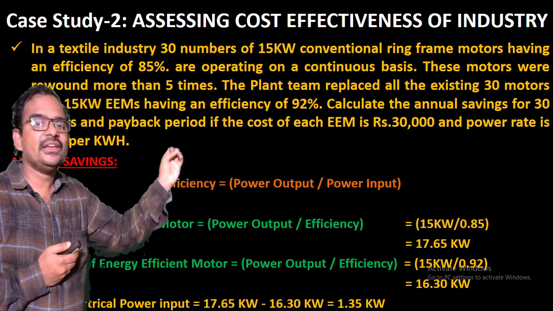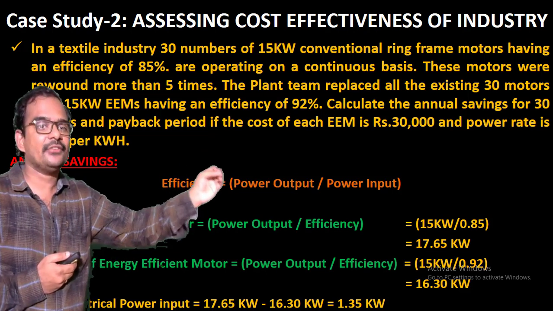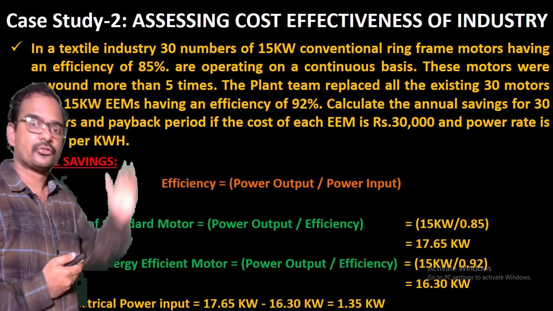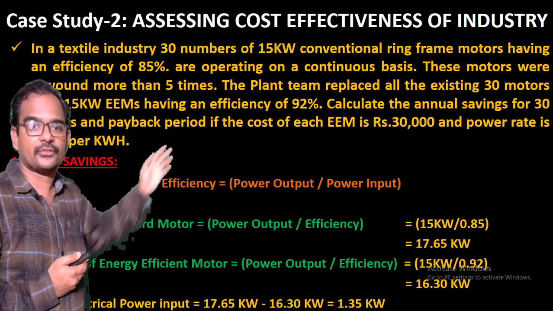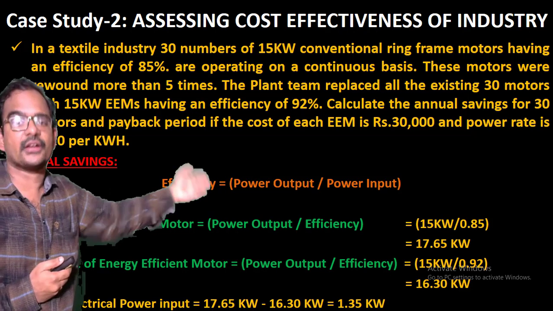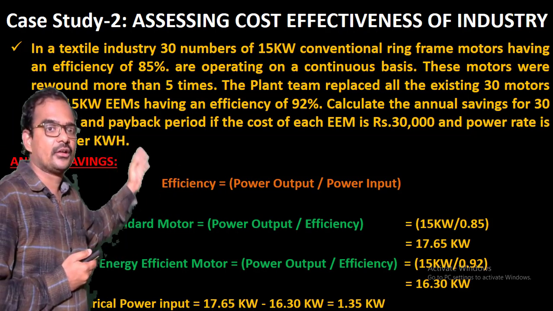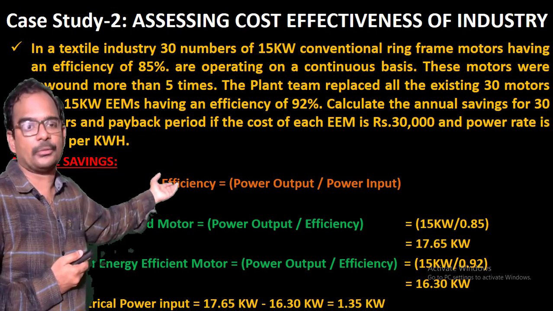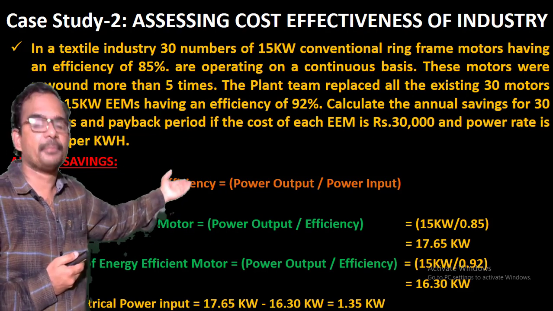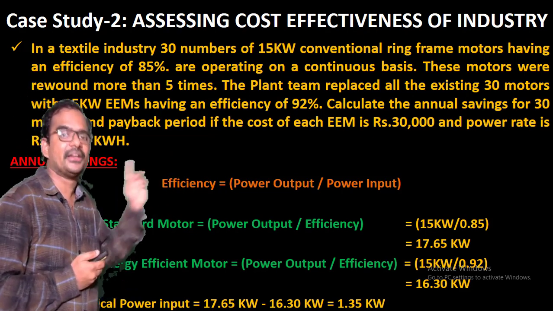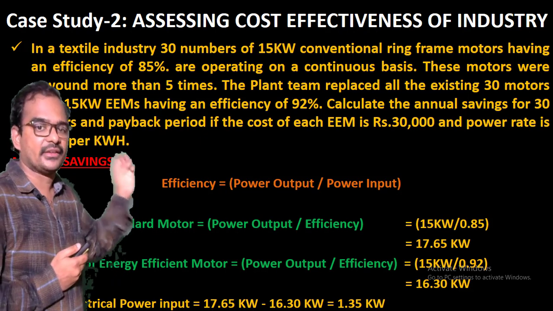If the cost of each energy efficient motor is 30,000 and the power rate is rupees 10 per kilowatt hour, you can see the cost of a 3.7 kilowatt motor is 9,000, whereas the cost of a 15 kilowatt motor is 30,000. At the same time, the power rate in case of a residential or our home purpose is 4.5 rupees per kilowatt hour, but in case of an industry, the cost of the power is 10 rupees per kilowatt. For 1 unit, they have to pay 10 rupees. Now let's calculate the first part, that is annual savings.